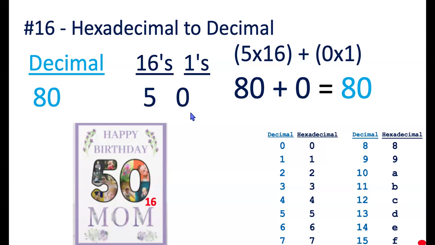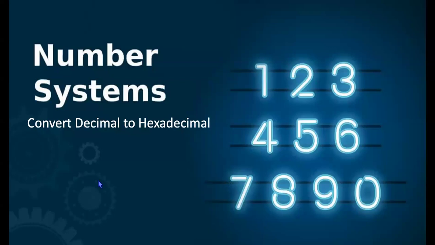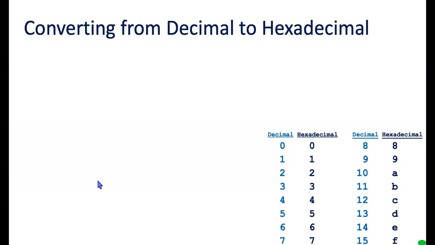All right. So back to this. My mom is 80 decimal, but 50 in hexadecimal. So here's the thing. When you get older, you don't have to worry about getting older. Just change number systems. That's all you got to do, right? Okay. Let's go from decimal to hexadecimal.